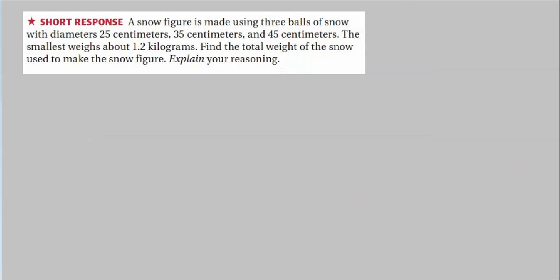There are two ways to do this problem here. First thing we could do is, since we're given the weight of the smaller ball, we could compute the volume and divide 1.2 by that volume and get kilograms per cubic centimeter. That would be called the density. Once we have the density, we can compute the volume of this one, multiply by the density and get the weight, and then the volume of this, multiply by the density and get the weight.